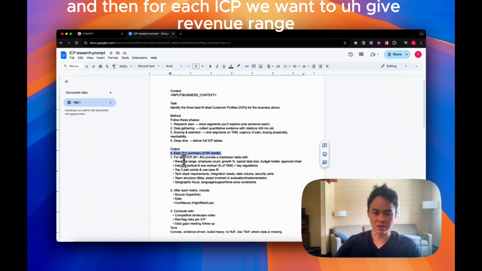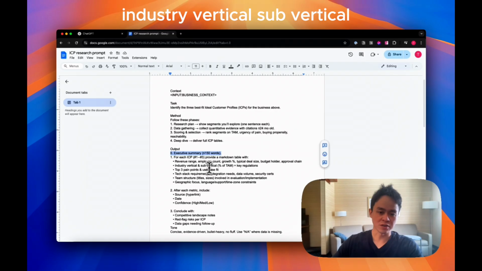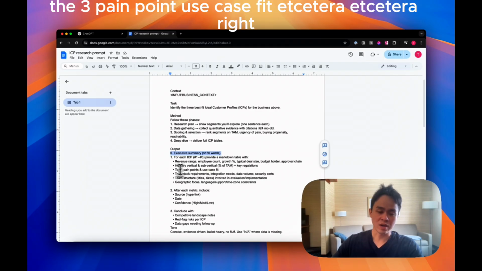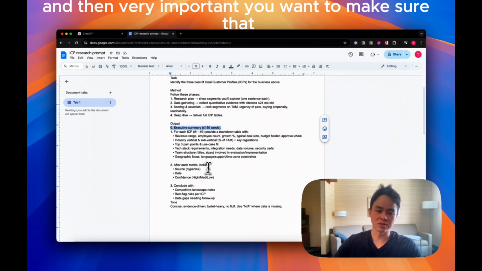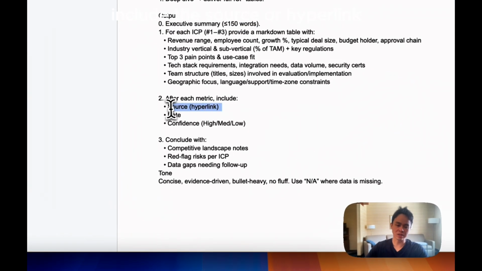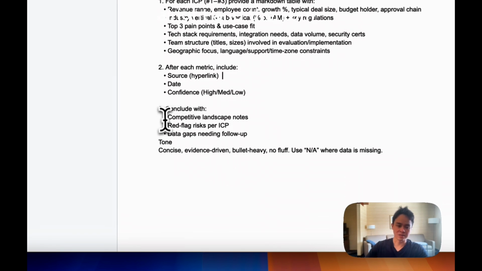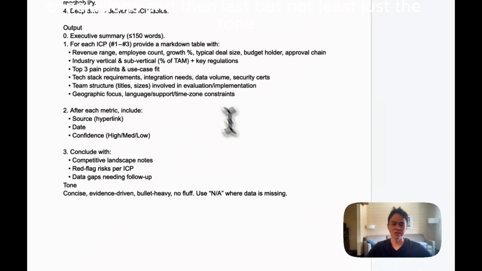And then for each ICP, we want to give revenue range, industry vertical, sub-vertical, the 3 pain points, use case fit, et cetera. And then very important, you want to make sure that it includes the source or hyperlink, because o3 can do some research on its own by going to Google, and this would help ground the research. All right, and then conclusions, and last but not least, just the tone.